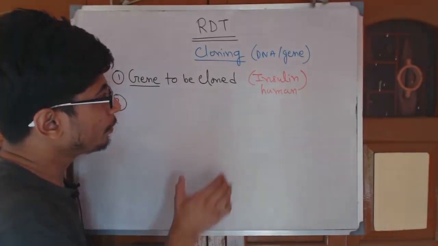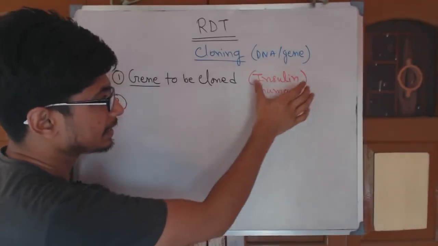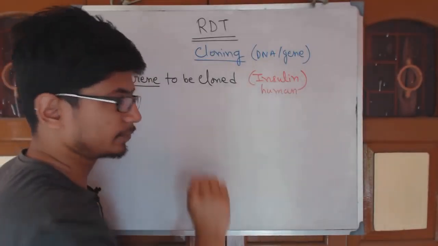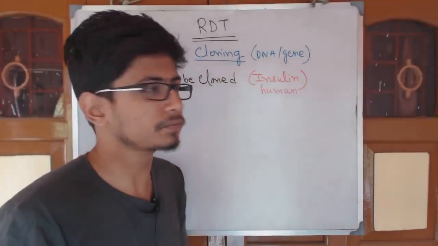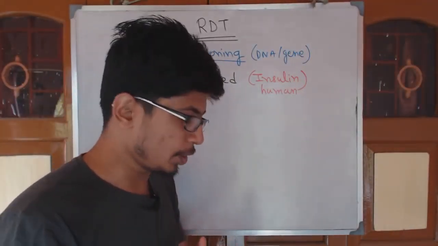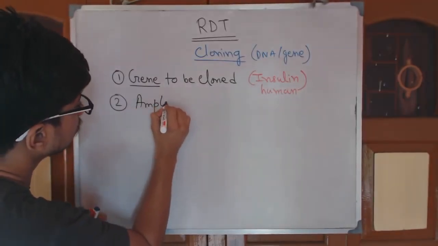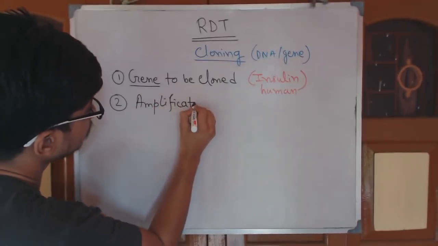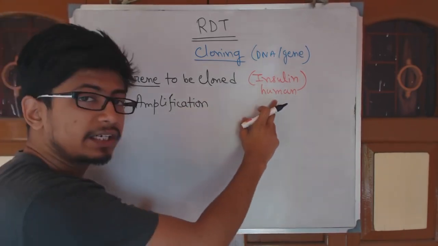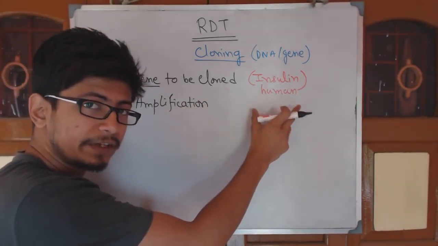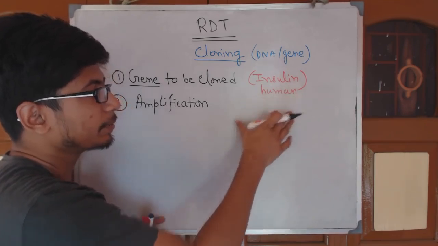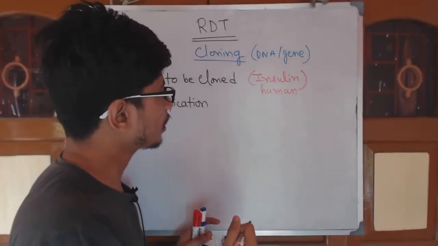What is that approach? We take that gene, in this case human insulin, from the human chromosome. Then what will you do? We want to amplify it. So for the amplification, we need to insert this gene in such a way that it can produce multiple copies of itself.